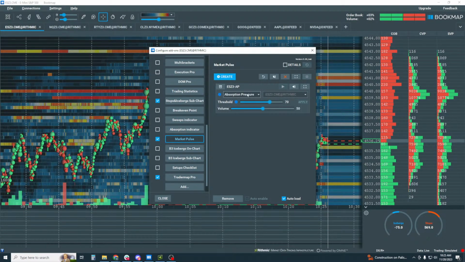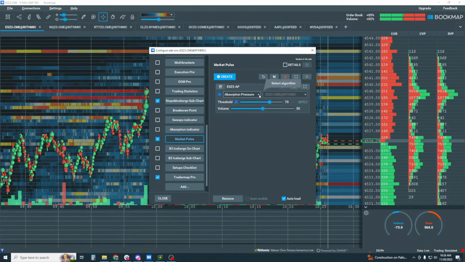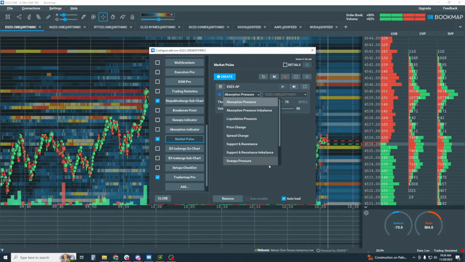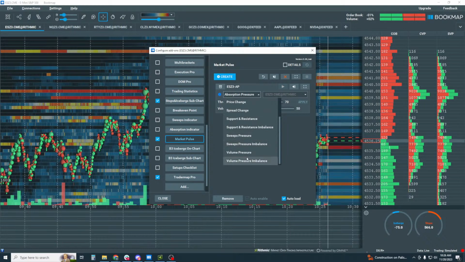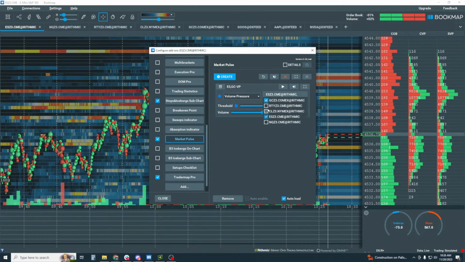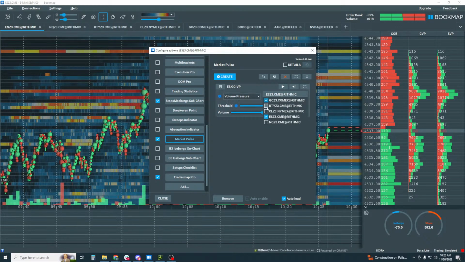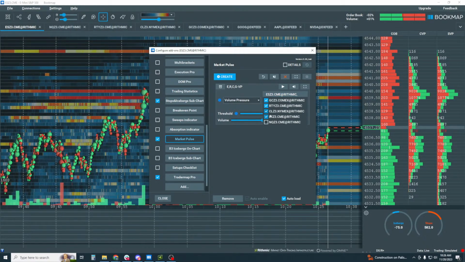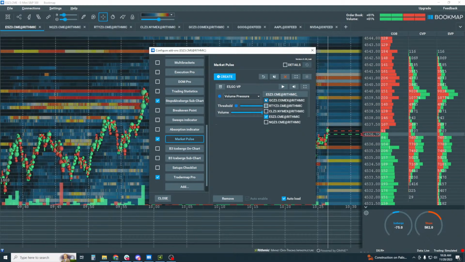Hit the create button here. It outlines it and flashes, and then we're in the ES here. So let's click on and scroll down here. We're going to look at volume pressure. And then we're going to click on the instrument here. Okay, we're going to select the ES and deselect gold. Note how you can look at multiple in here now. This is a new feature in here. Really great feature, so I really like it. We're just going to look at the ES though.